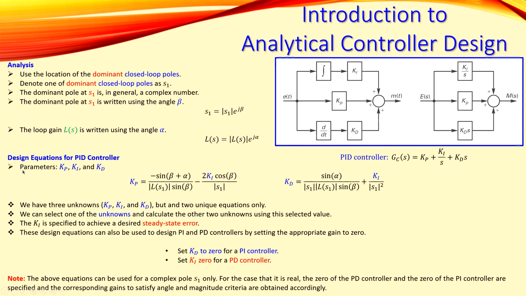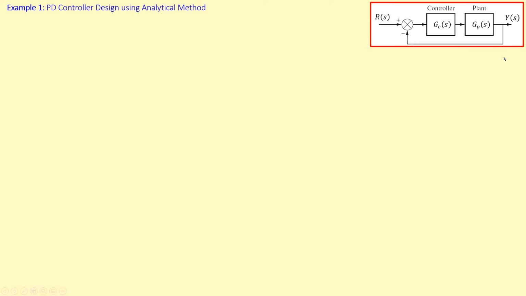Alright, now the parameters again, KP, KI and KD, these are very important. So let's look at an example. We will now design a PD controller using the analytical method. This is the configuration, the diagram we have here. We have the controller G of C, the plant G of P, and the unity gain negative feedback configuration.